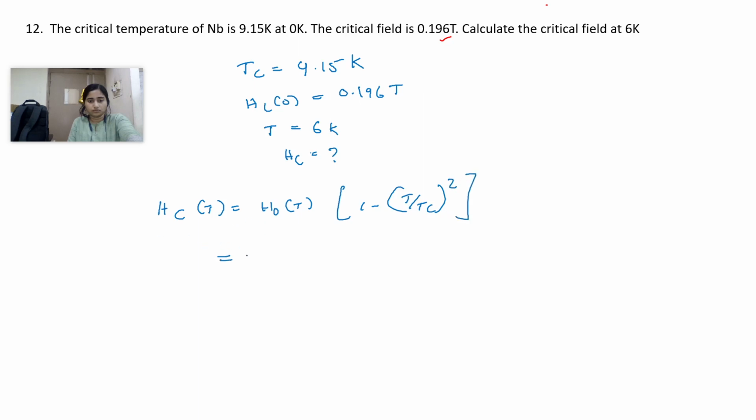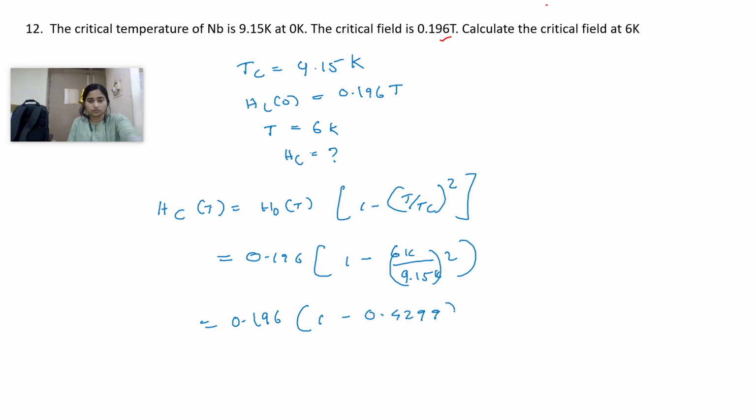Now substitute all the values here. It will be 0.196 times 1 minus (6 K divided by 9.15 K) whole square. You will get 0.196 times 1 minus 0.42999, which will be 0.1117 Tesla. So this will be the answer for this problem. It's just like a direct problem. You just have to substitute the values whichever are given.